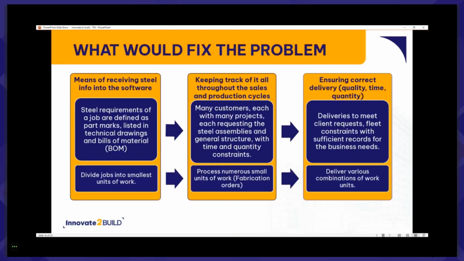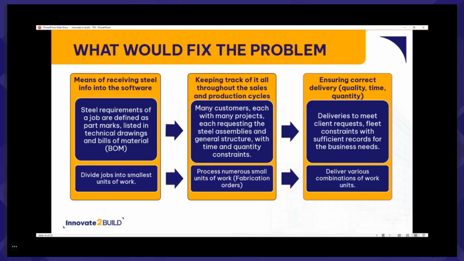problem. Now, some sub items that you would need here, of course, when you're receiving the steel information into a software, you want to be able to divide into the smallest unit of work. So you want to not only compile everything into a customer order, but you probably want to be able to segregate that information easily into fabrication orders, and here process numerous small units of work. Once again, fabrication orders is hypercritical.